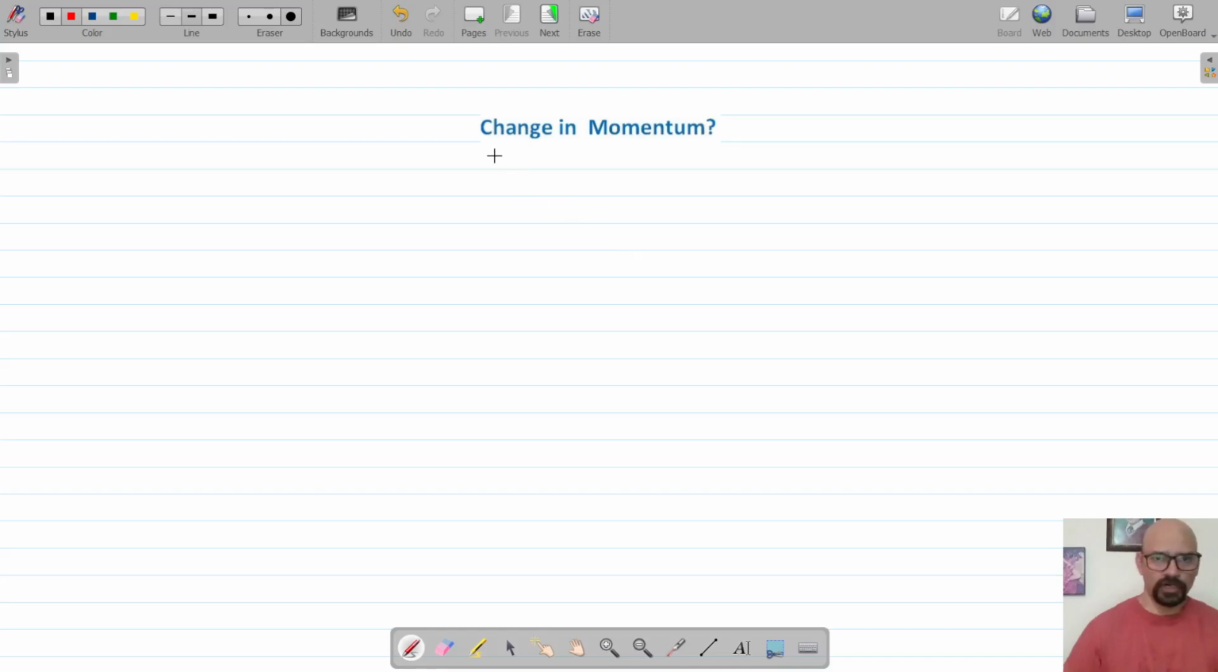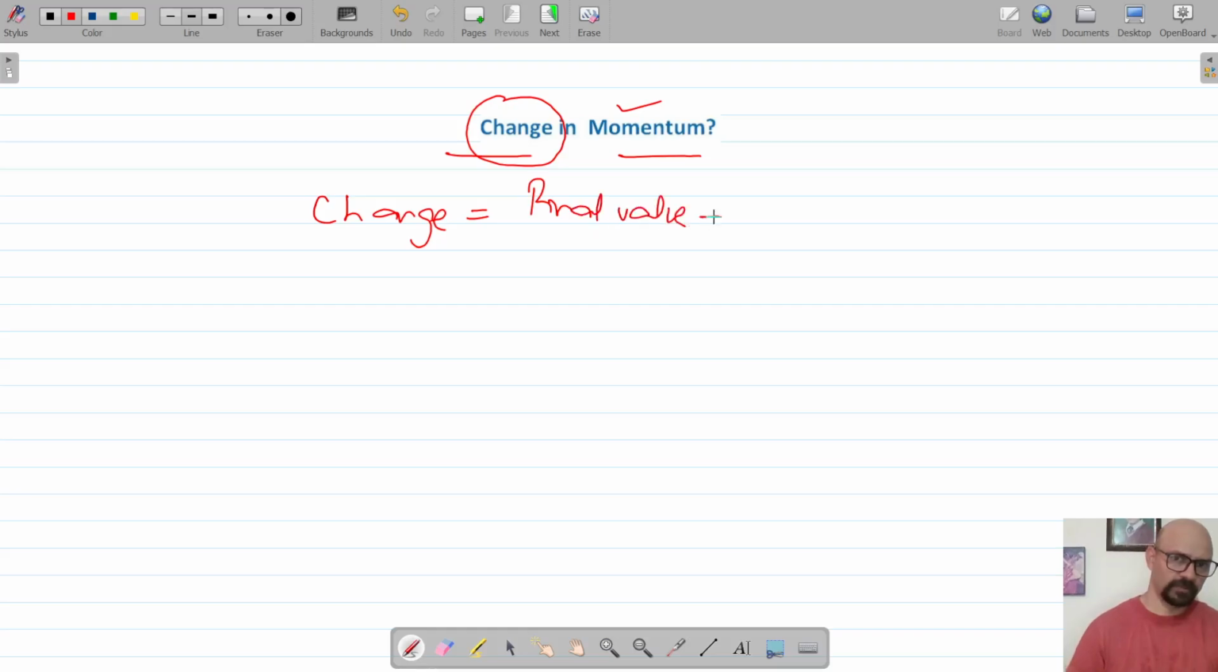Okay, now what is change in momentum? Before we move on to what is change in momentum, let's see what is change. So change is actually the final value minus the initial value. Okay, now how do we find the change?